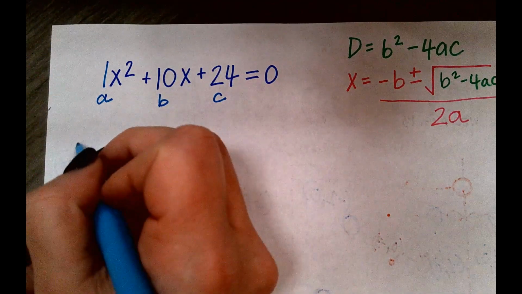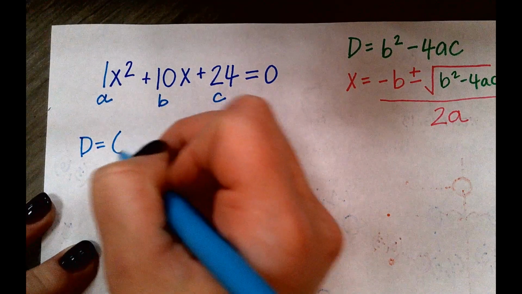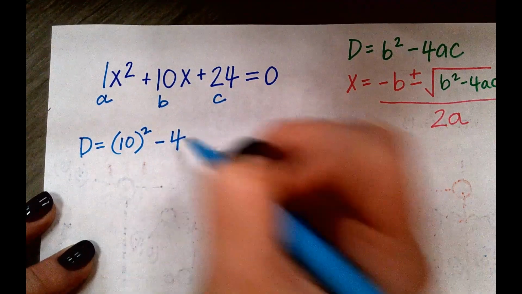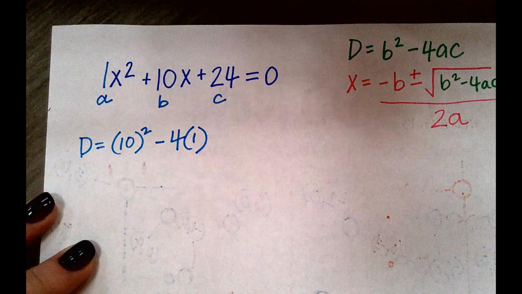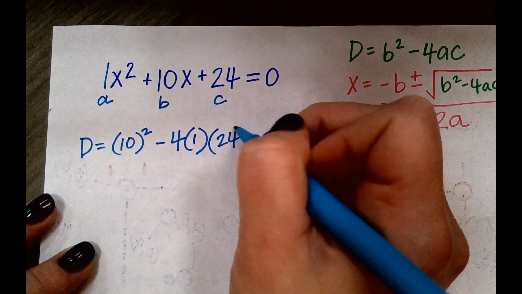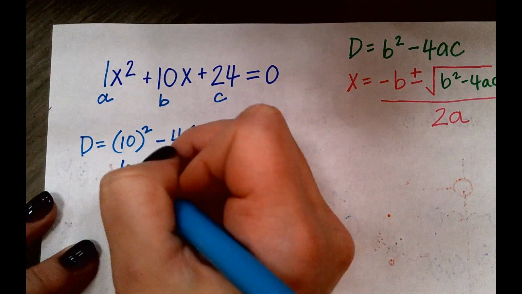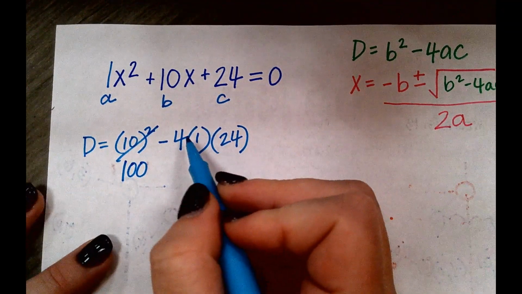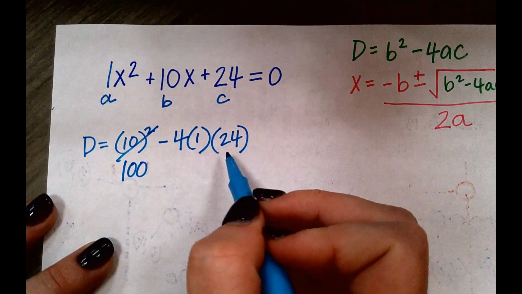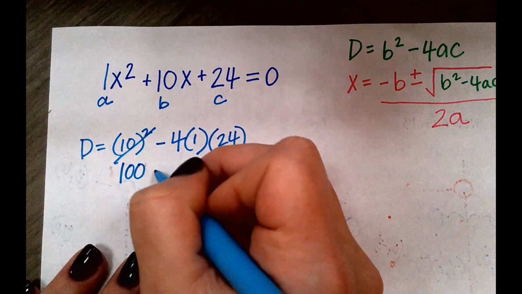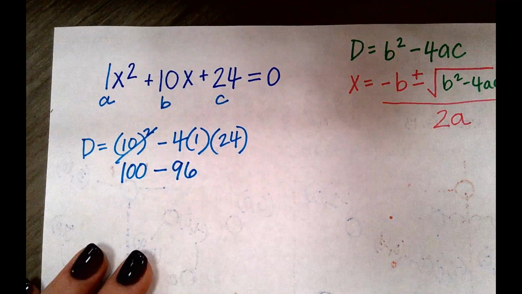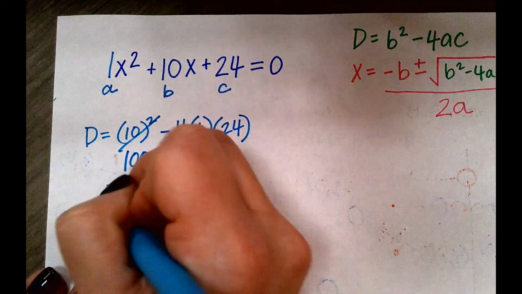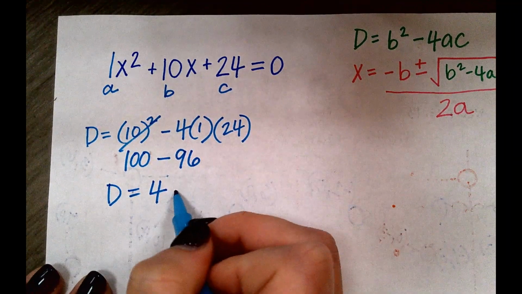Okay. So we're going to do 10 squared minus 4 times 1 times 24. So you're going to get 100 minus negative 96. Okay, so that's negative 4 times 1 times 24. Is that right? Yes, that is negative 96. And that's going to be 4. 100 minus 96 is indeed 4. So our discriminant is 4.